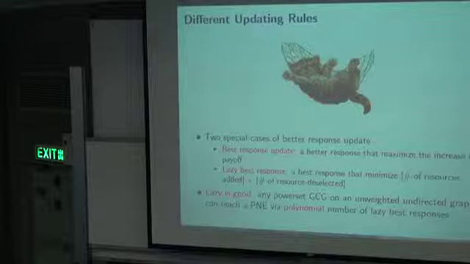If you are lazy, then any power set game on an unweighted and undirected graph can reach a pure strategy Nash equilibrium by a polynomial number of lazy best responses.